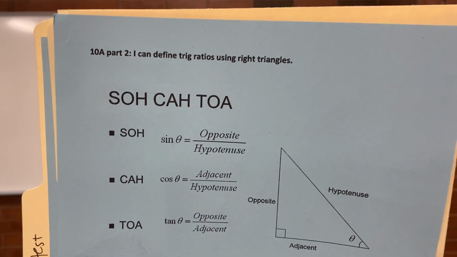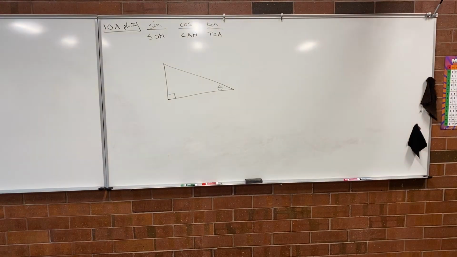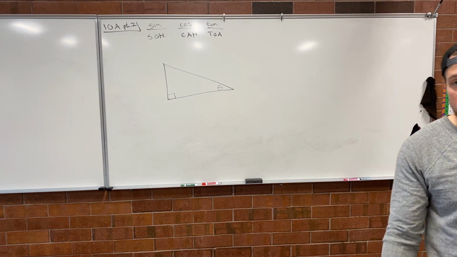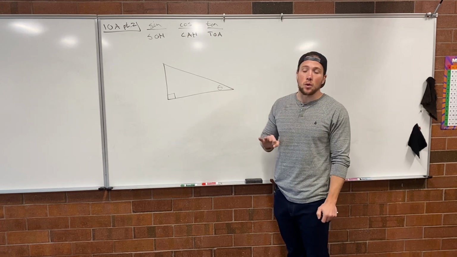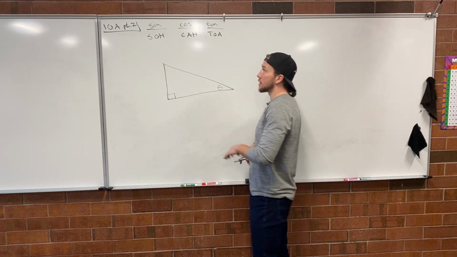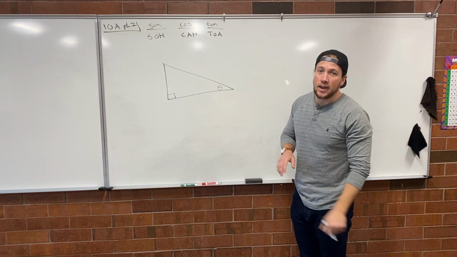So for Part 2, what we're doing is we want to identify trig ratios using right triangles. You'll hear me say trig ratio or trig function, trigonometric functions. There are 3 of them, and we're going to get real comfortable with these over the course of this unit. They are sine, cosine, and tangent, okay?